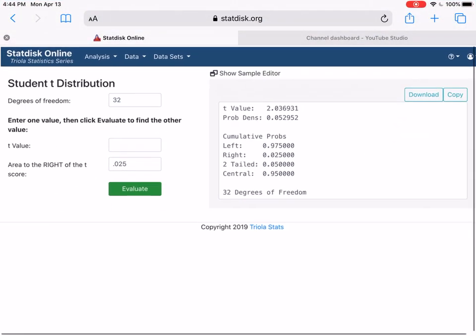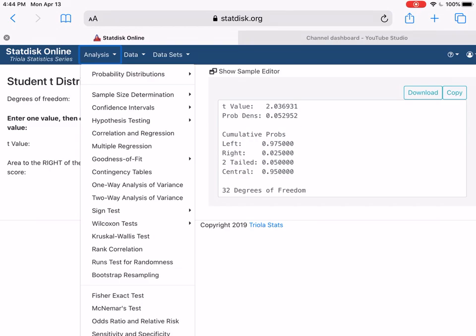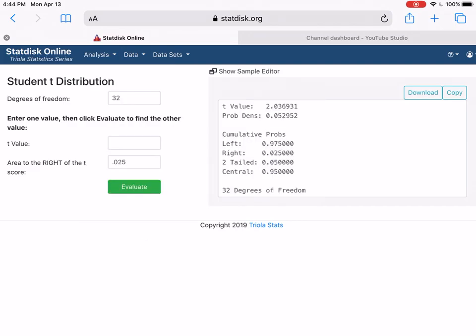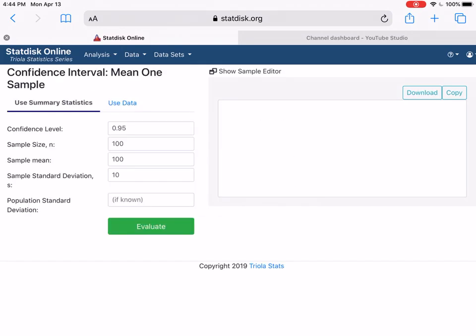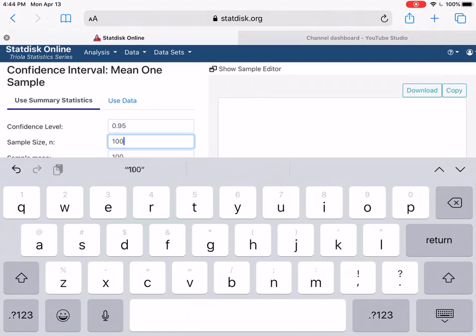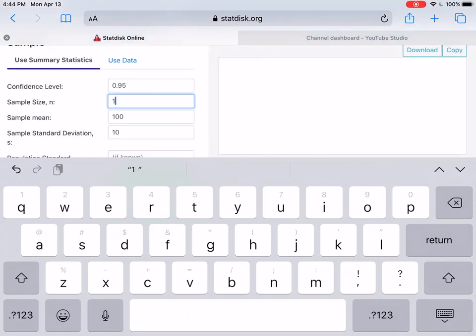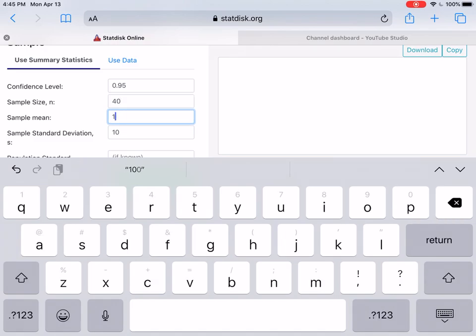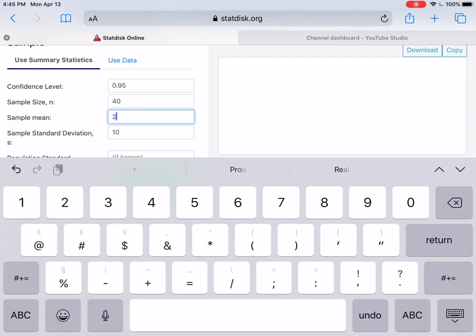So here in StatDisk, we are going to choose Analysis. If we go down a little bit, we get to Confidence Intervals, and we choose that, and we are dealing with a confidence interval about a mean, and we only have a single sample. So our confidence level is 0.95. Our sample size here was 40, so I'm going to change that to 40. Our sample mean was 24.